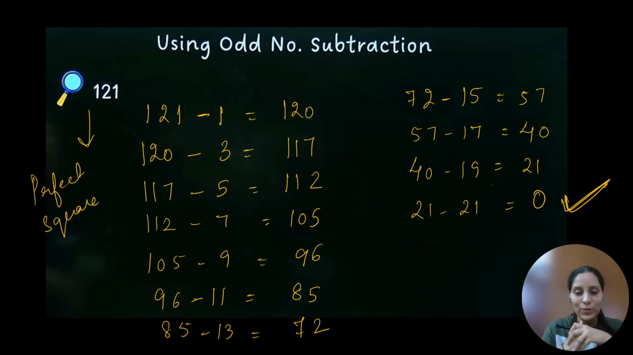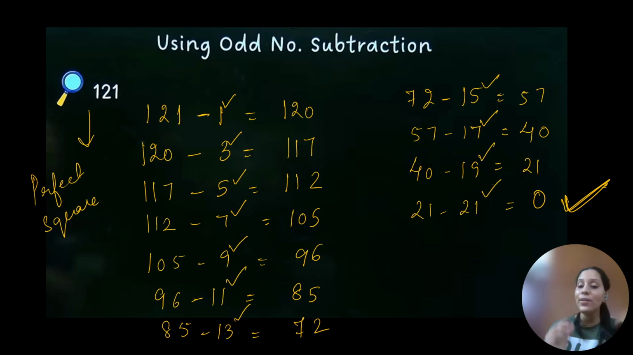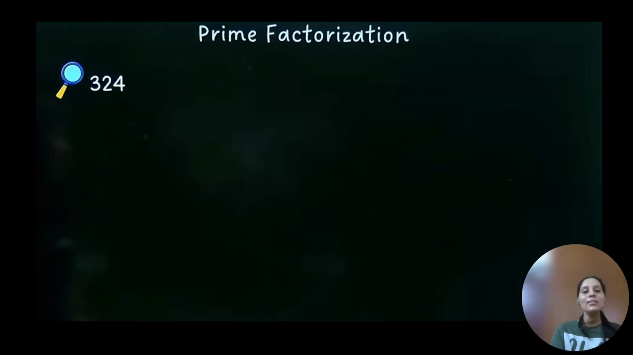Now, what is the square root of this? So how many odd numbers have we subtracted? 1, 2, 3, 4, 5, 6, 7, 8, 9, 10, 11 odd numbers. So the square root of 121 is 11. Simple. But this method is generally used when you have smaller numbers, because when you have bigger numbers, it will take so long to do the subtraction and it is not advisable. All right. But when you have smaller numbers, only then it will be asked. So nothing to worry.